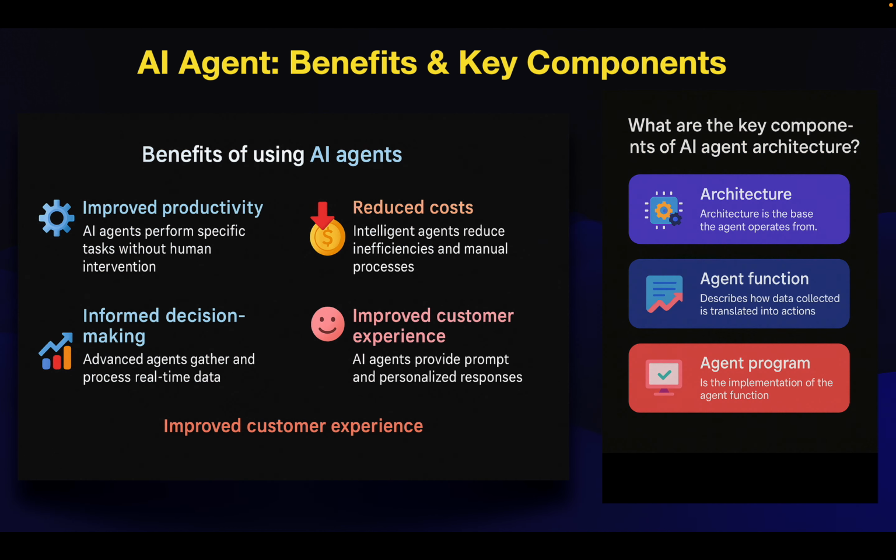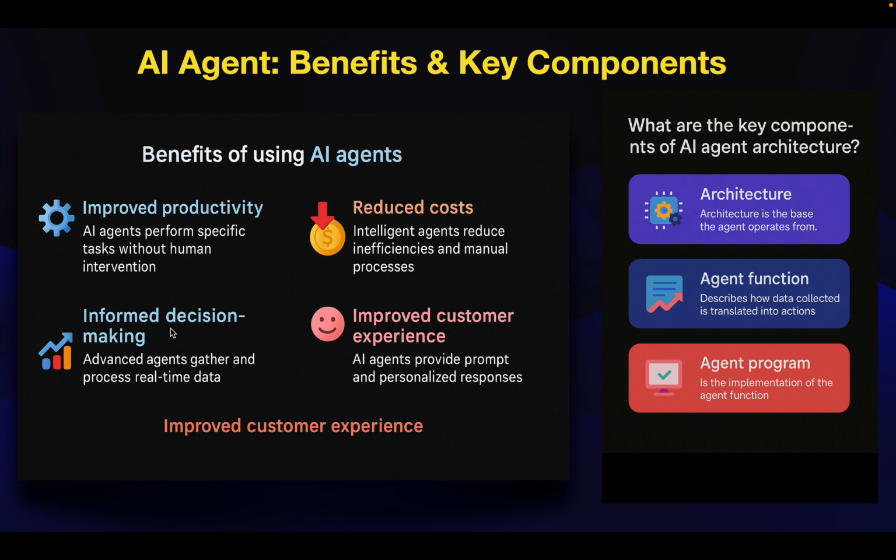Okay. AI agents bring a range of powerful benefits to businesses and real world systems. Let's quickly look at the four most important ones. The first is improved productivity: agents can take over repetitive or specific tasks and do them effectively without human intervention. Next is reduced cost: by automating manual workflows, agents save both time and money.